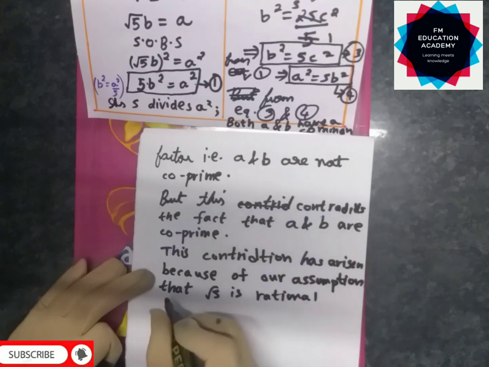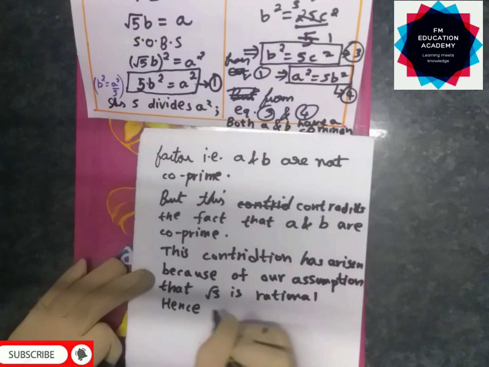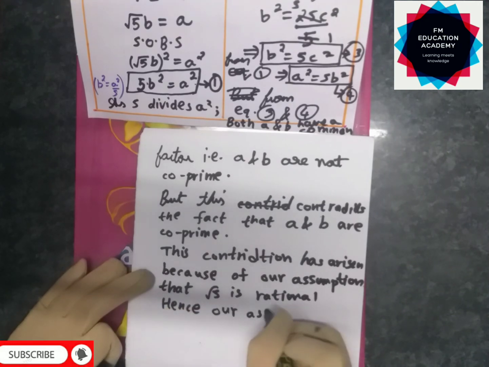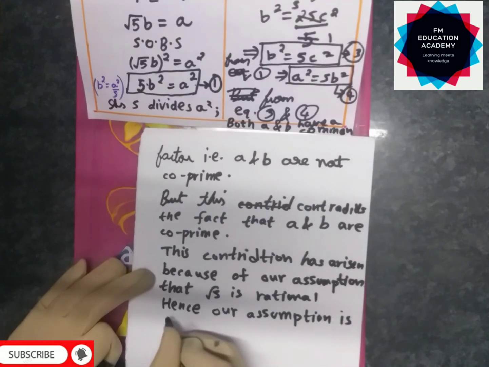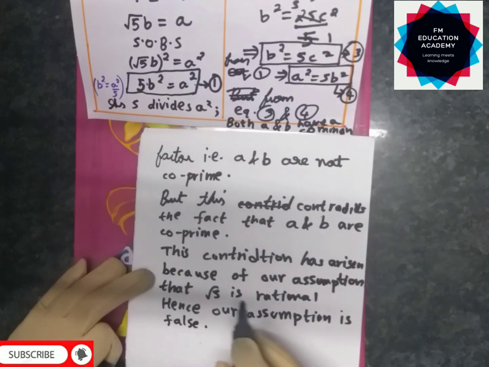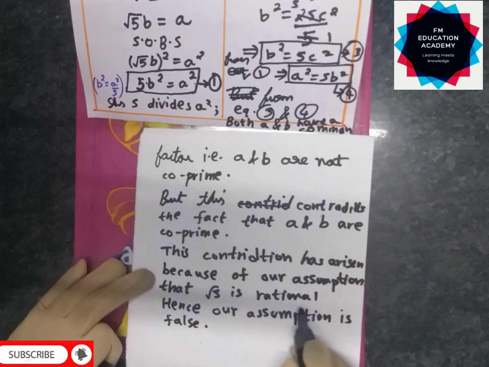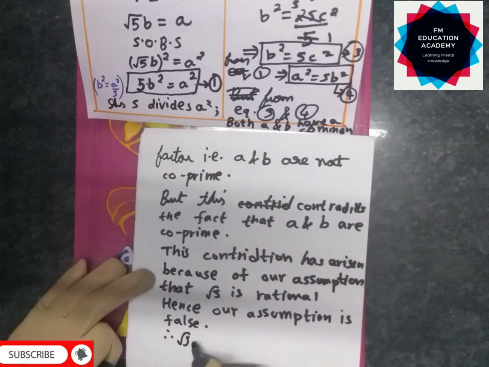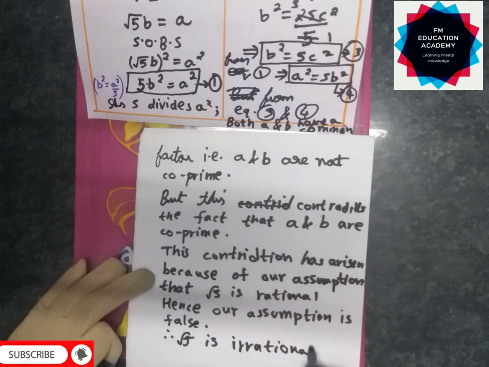Hence our assumption is false. Since our assumption is false, this proves that root 5 is irrational, because the fact is contradicting that it is rational. So therefore root 5 is irrational. Hence proved.